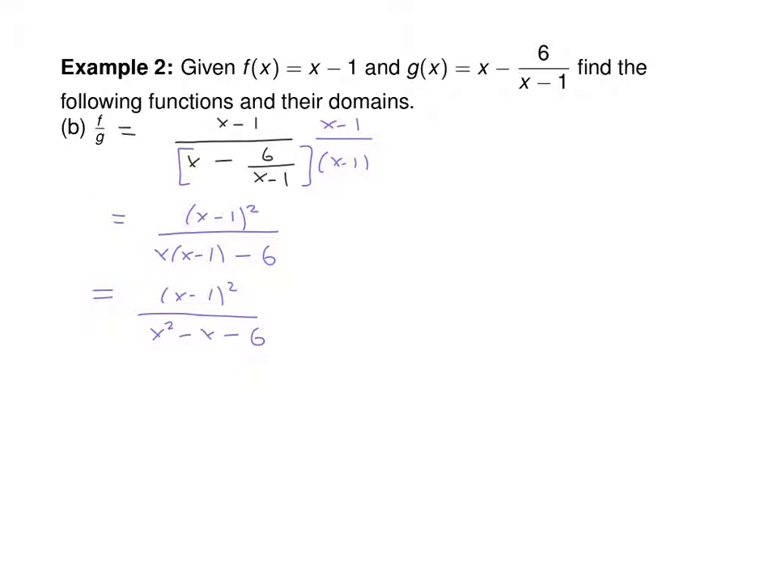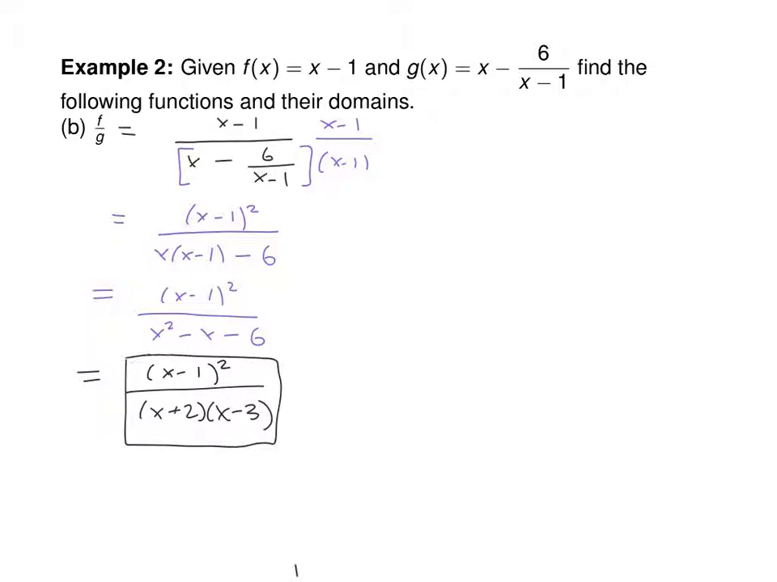And now Cole was right. It is definitely easier to see your domains if you factor some things. So let's factor that thing in the bottom. How does that factor? Great, x plus 2, x minus 3. So either one of those is acceptable as your answer for whatever f over g is.